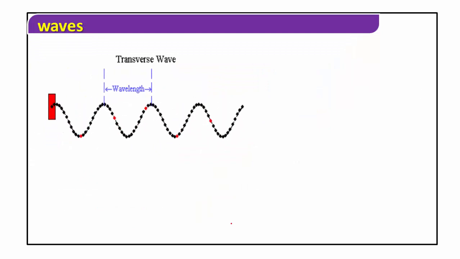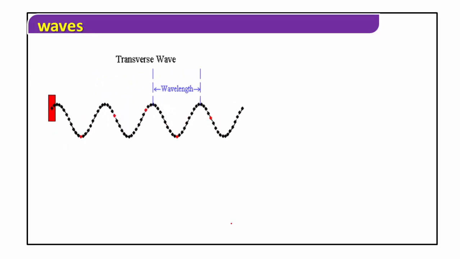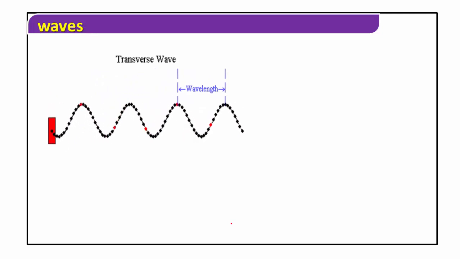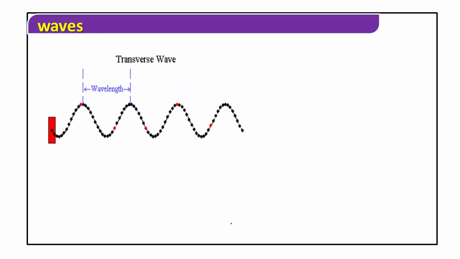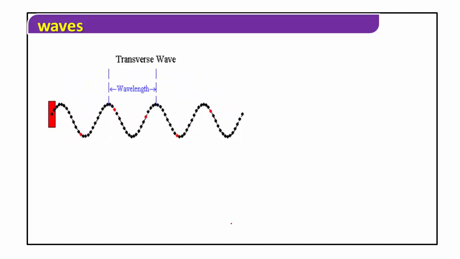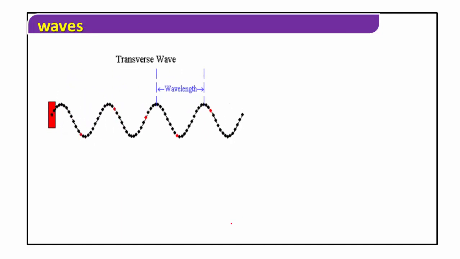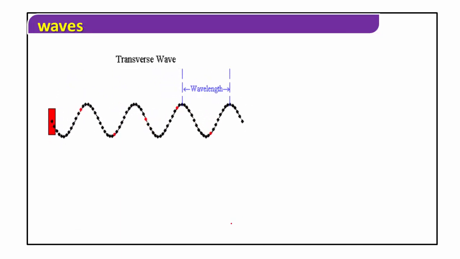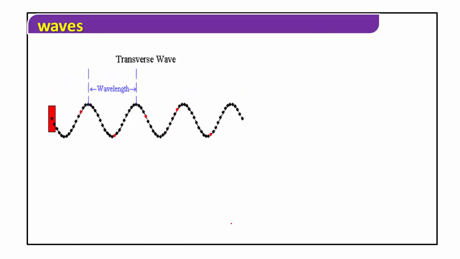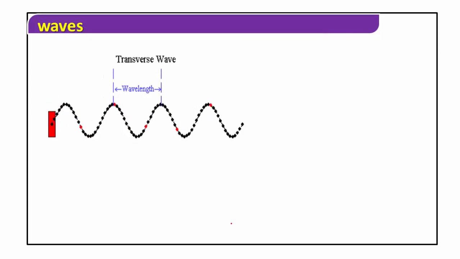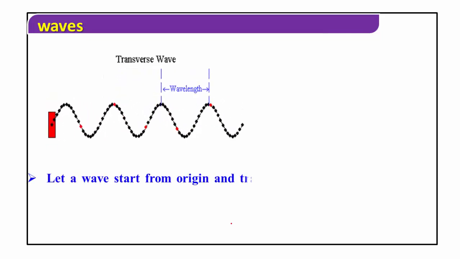Here, this is called a transverse wave. Wavelength means the distance between two crests or two troughs in the wave. The particles always vibrate perpendicular to the direction of wave propagation, and then it is called a transverse wave. Here the amplitude is constant throughout the propagation. Wavelength is mathematically denoted by the symbol lambda. It requires a medium for its propagation.